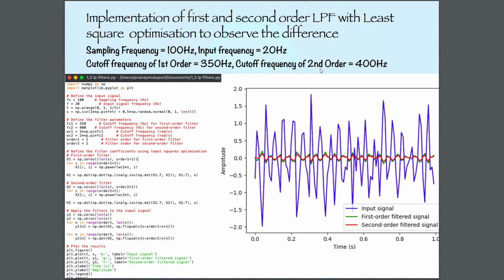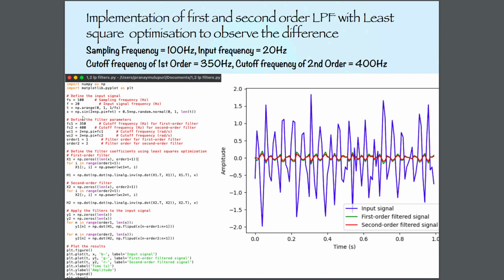between these two. If you take 350 hertz, you won't observe any difference between the first order and the second order low pass filter. So for that difference, I have taken slightly different values, slightly more than the first order filter. Same things, just how we have done before: we have imported the libraries, defined the input signal, and again defined the filter parameters. Here we are defining two filter parameters separately. FC1 is for the first order filter and FC2 is for the second order filter.